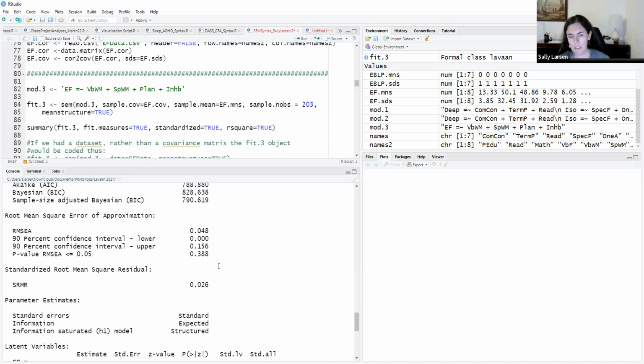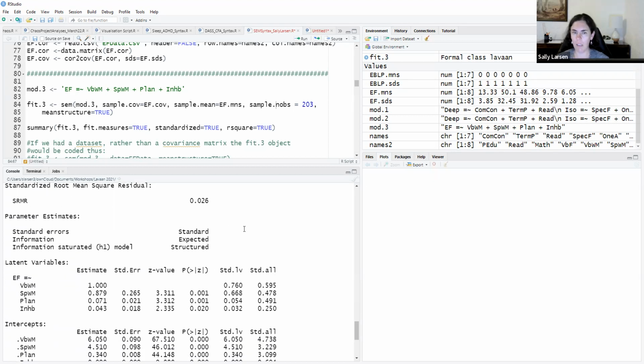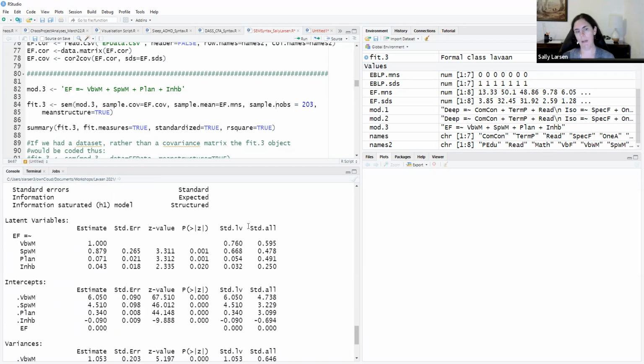But if lots of these model fit statistics are looking really poor, then you have to take a step back and go, well, what's driving this misfit? What's going on in my model that's making it not work?